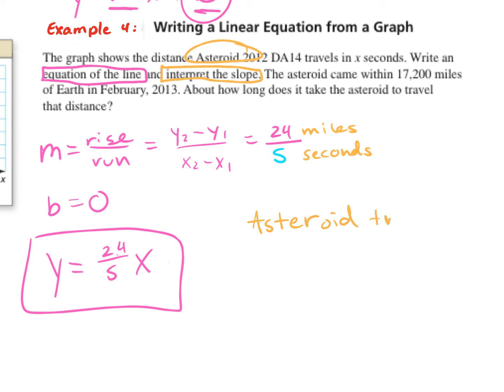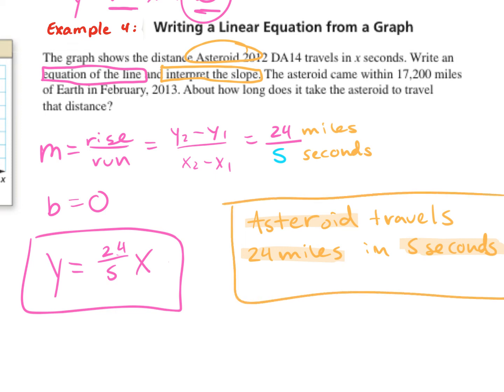So you could say the asteroid travels 24 miles in 5 seconds. So it's important to talk about the asteroid, the miles, and the seconds. So you can say your sentence however you want, but these are the 3 keywords.